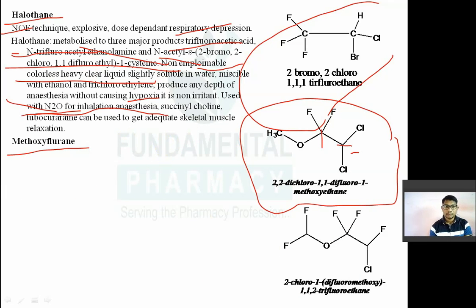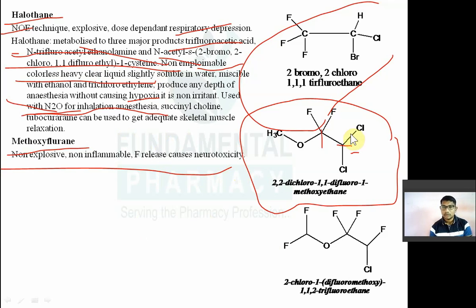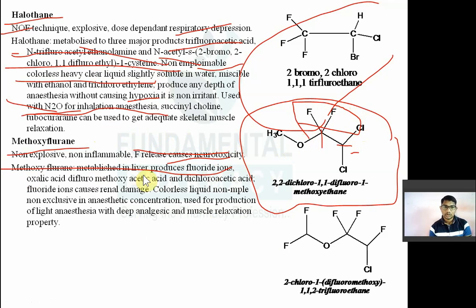That is methoxyflurane. Rest of the things are similar to halothane. बाकी का जो properties है वो halothane की जैसे है. But remember, it is non-explosive, non-inflammable, and it releases the fluorine molecule in the body. That's why the fluoride ions released by this methoxyflurane cause neurotoxicity and nephrotoxicity. Methoxyflurane is metabolized in the liver and produces fluoride ion.